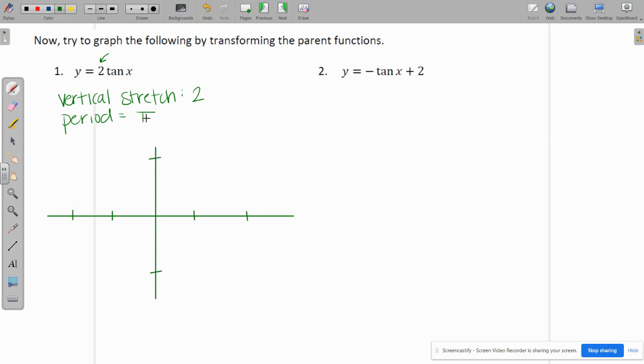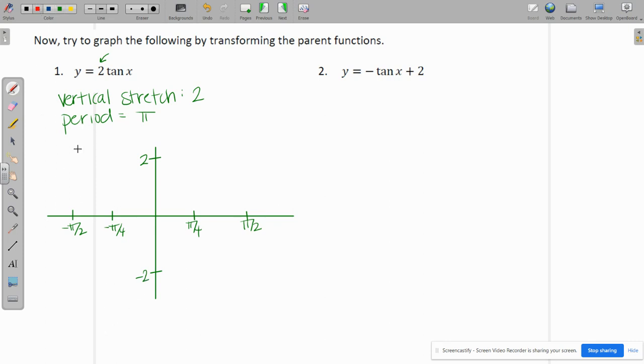So since the period is pi, half of that gets marked over here, which is pi over 2. So this is negative pi over 2. Half of pi over 2 is pi over 4. So this is negative pi over 4. Now, because of the vertical stretch of 2, I can relabel these instead of 1 and negative 1. They can be 2 and negative 2.